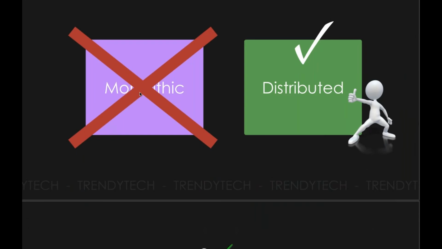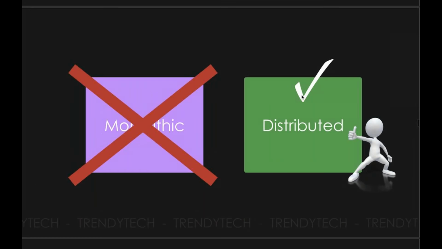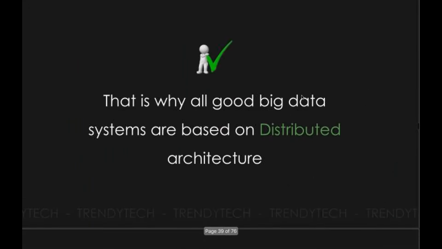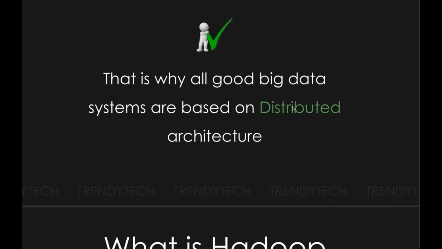So you can see this. We will never talk about monolithic, always distributed to get scalability. That is why all good big data systems are based on distributed architecture.